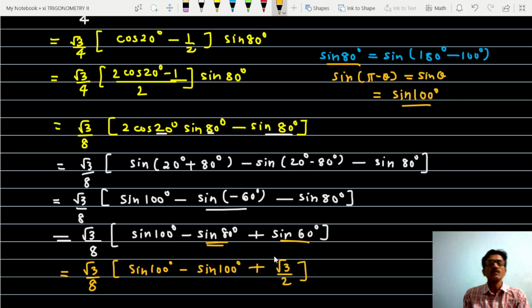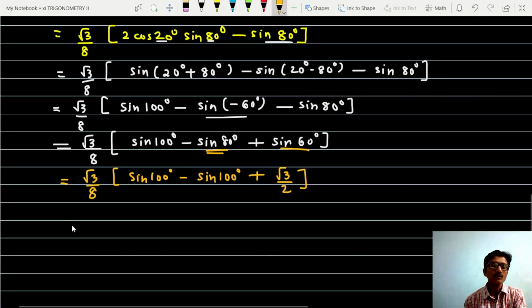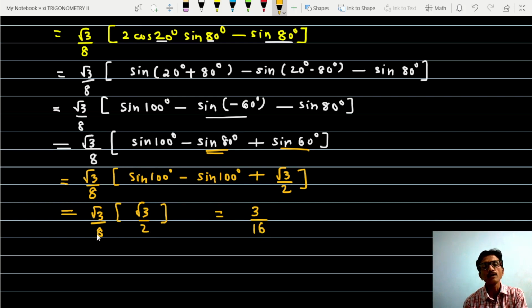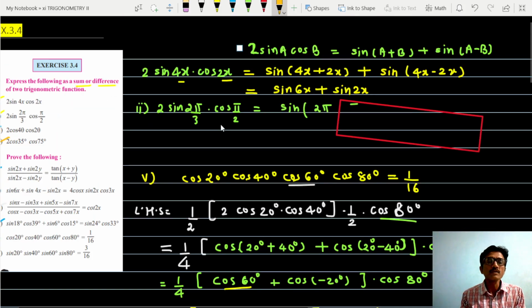This is getting cancelled over here, so it will be root 3 by 8 and this is 0, and this plus root 3 by 2. It is 3 by 16, root 3 and root 3 is 3, and this is 16, 8 into 2, that is equal to 3 by 16. Yes, which is required over there. So this is the last question of this exercise. Some solved examples are there, so that also we are doing.